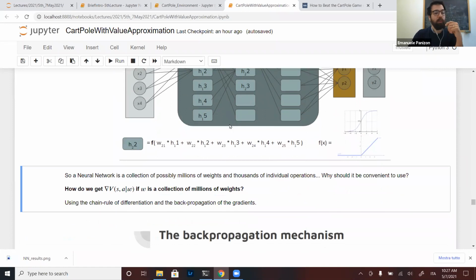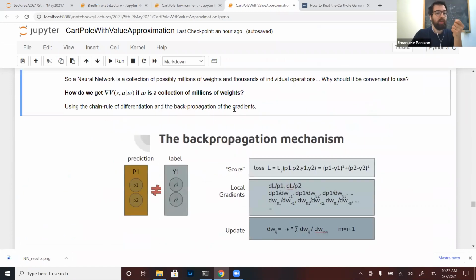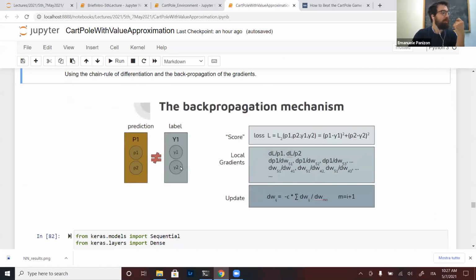So using the chain rule and backpropagation, it's actually very simple to construct the way to update all the weights. What does it mean? The neural network produces some values which are our prediction. Then we have the target. These two numbers will not be the same. So we define a loss, a distance between what I have predicted and what I actually wanted to come out from the neural network.